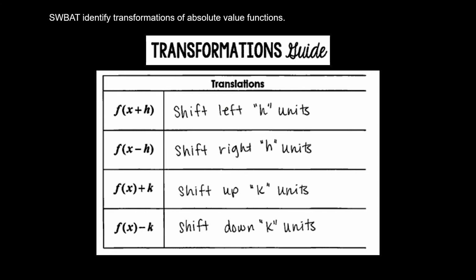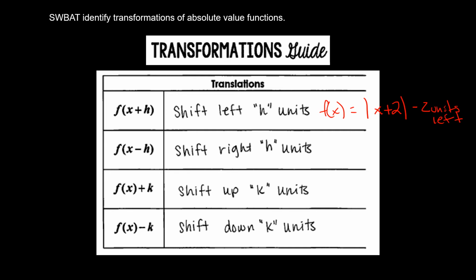So we'll see if the graph gets shifted to the left or the right, up or down. What you might see is something like f of x equals the absolute value of x plus 2. And you'll see here that while it's a plus 2 inside the absolute value, this is going to shift 2 units to the left. Okay, it's always the opposite of what's happening inside the absolute value for shifts left and right.